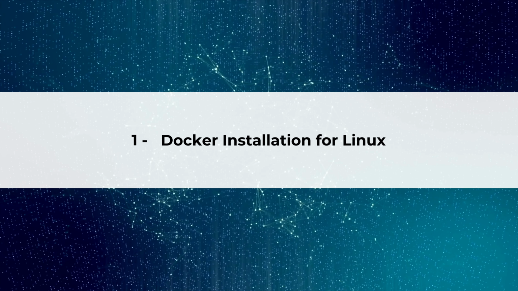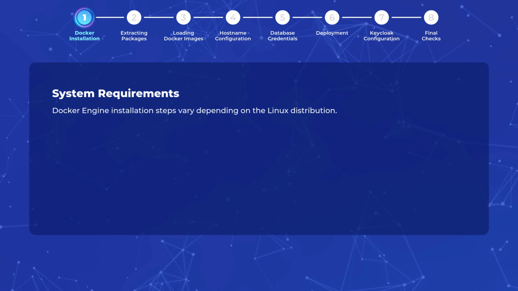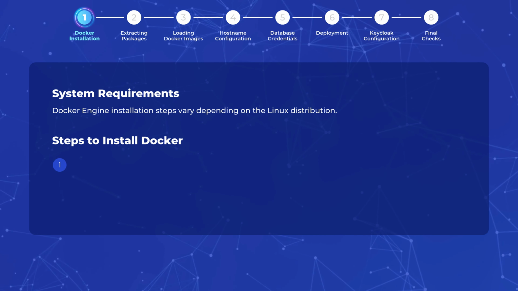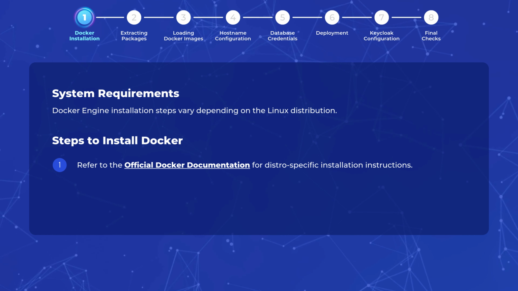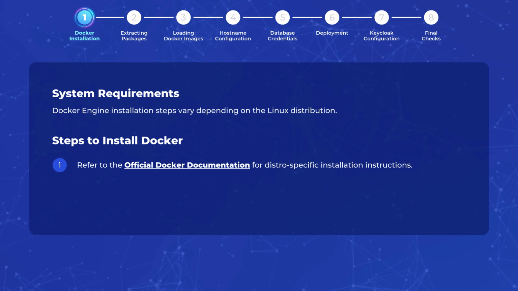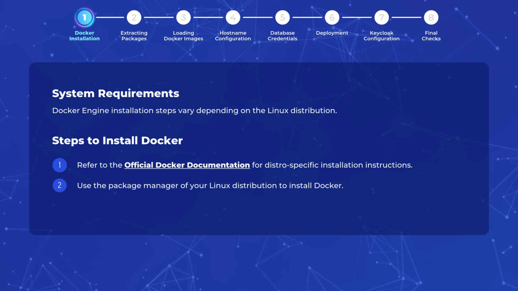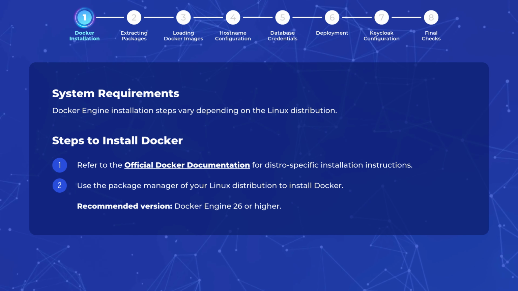Step 1. Docker installation for Linux. System requirements: Docker Engine installation steps vary depending on the Linux distribution. Steps to install Docker: 1. Refer to the official Docker documentation for distro-specific installation instructions. 2. Use the package manager of your Linux distribution to install Docker. Recommended version: Docker Engine 26 or higher.